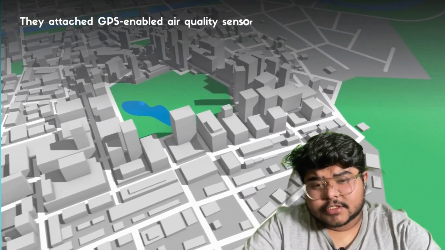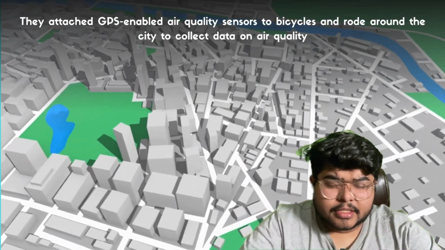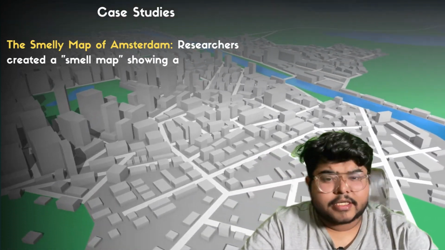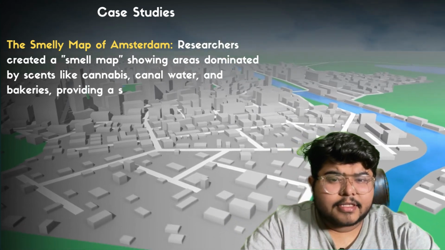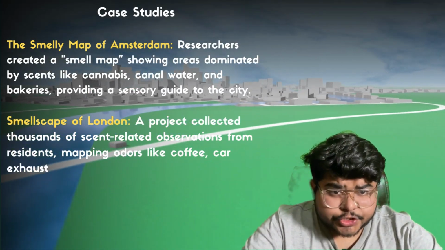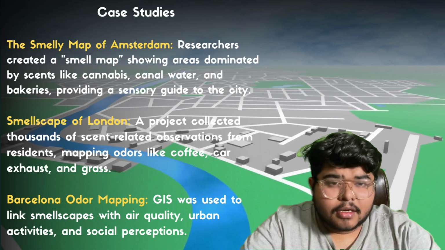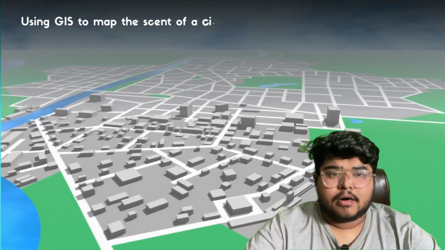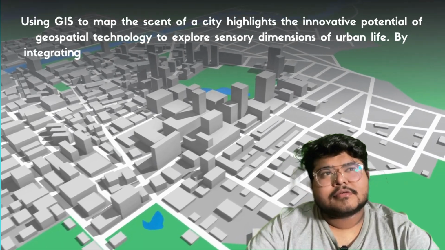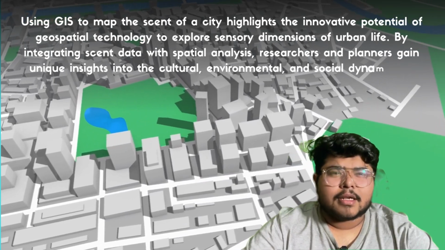The first thing is they attached a GPS and an air quality sensor, and they collected data around the city. They identified that there are different odors in the city, such as car exhaust, industrial emissions, natural gas leaks, and different types of chemical scents as well. So I feel this is different, and this is a weird one as well.